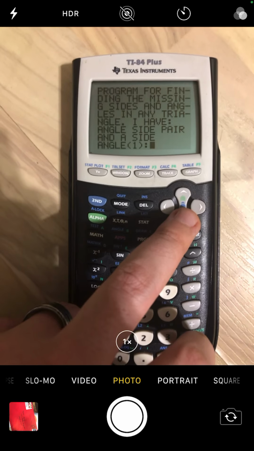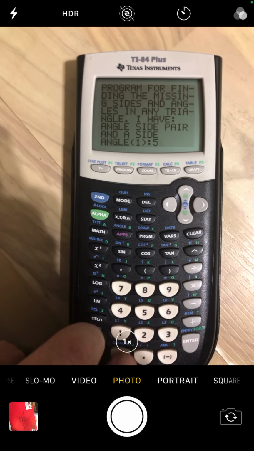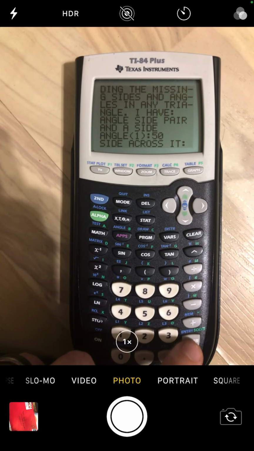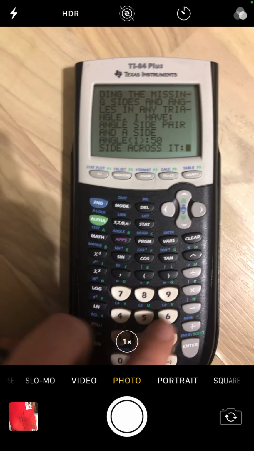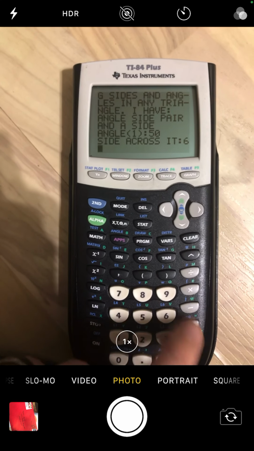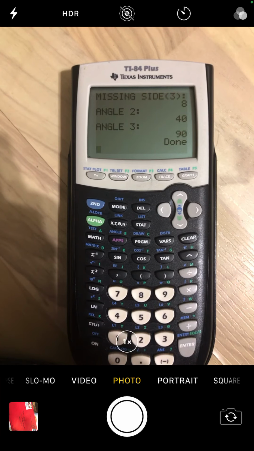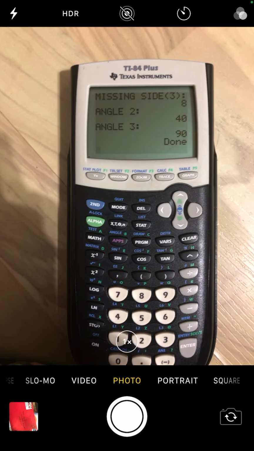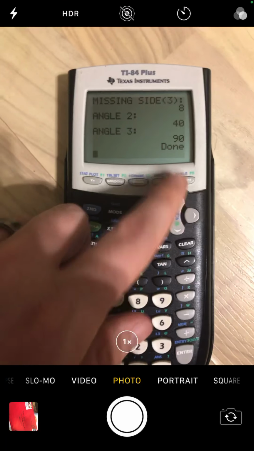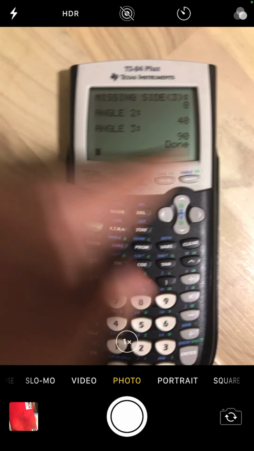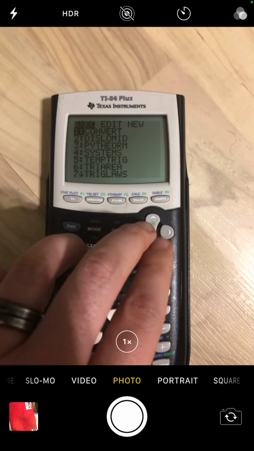Angle 1. Okay, so angle 1 is, let's say, 50. Right? Well, the angle is acute, right? So that wouldn't be the case. But let's see what happens. So let's say it's 6, and then the other side is 5. I don't know, I'm just making stuff up here. All right, so look at that. So actually, it is a right triangle because I have this 90 thing here. So interesting. All right, let's go ahead and look at the program.